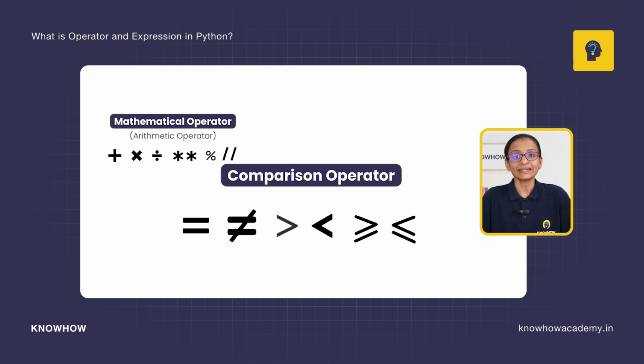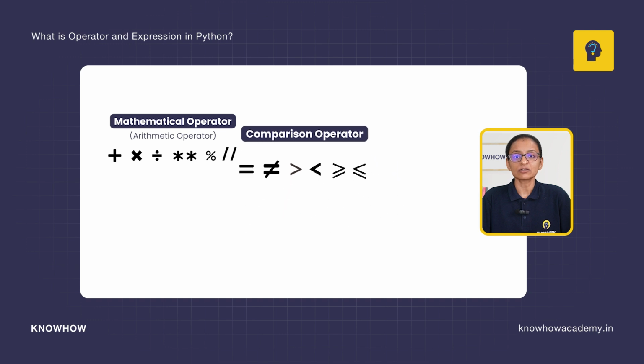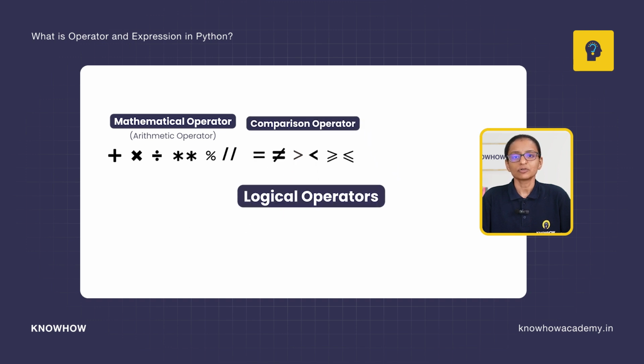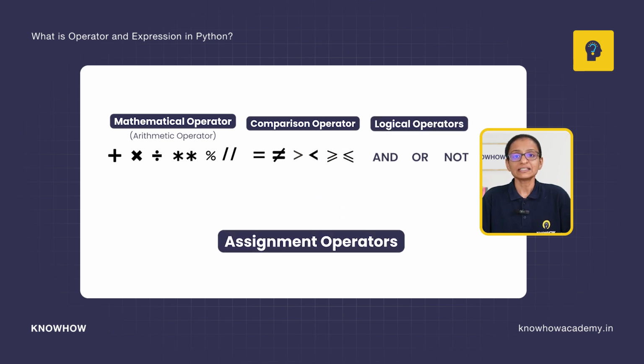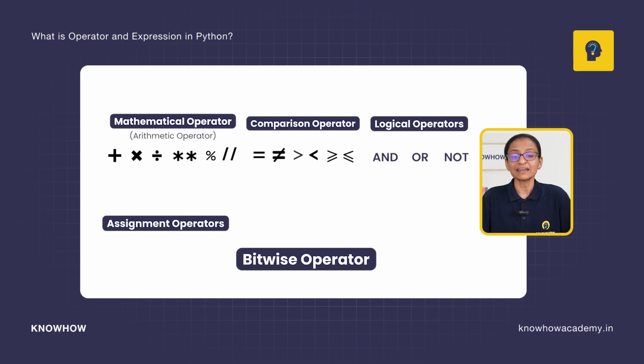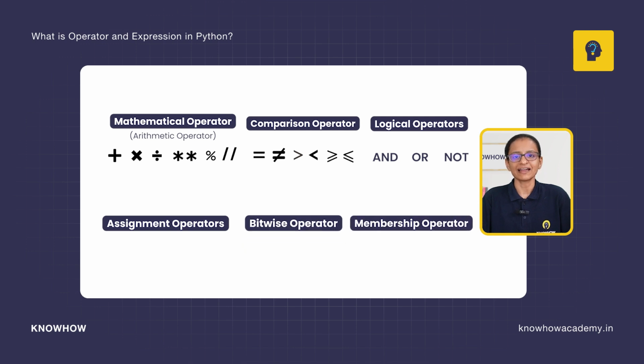The next type of operator is called logical operator. So there are three logical operators: and, or, and the last is not. So these are called logical operator. Next is assignment operator. Assignment operator means we are assigning value to the left hand side variable using assignment operator. Other than this, bitwise operator and membership operator are also there in Python. So let's implement operator practically in Python.